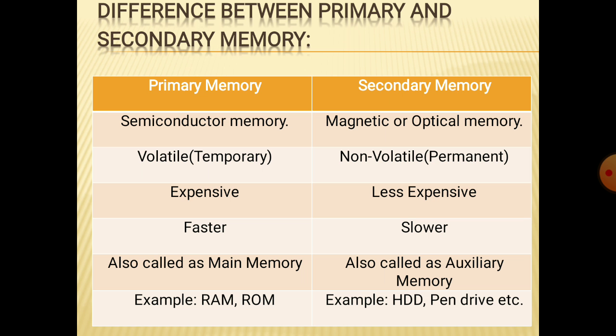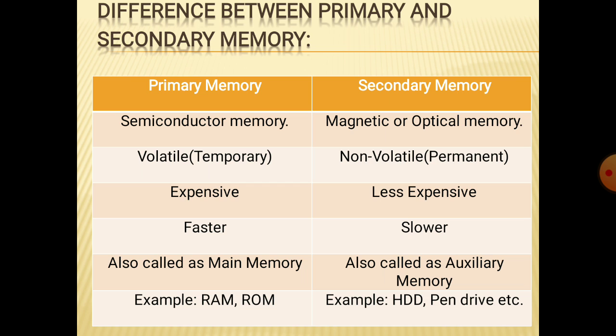The next class: now we have studied all your primary memory and secondary memory. So you may get a 3-mark question or a 5-mark question to explain the difference between primary memory and secondary memory. As we have the difference between your RAM and ROM, similarly we have the difference between your primary memory and the secondary memory.